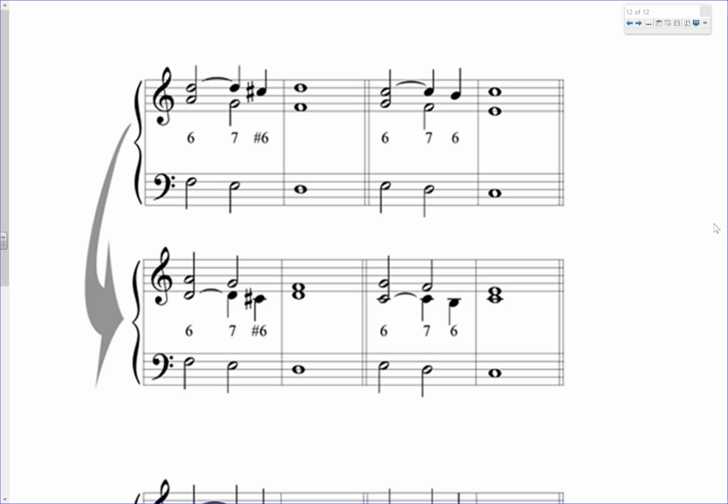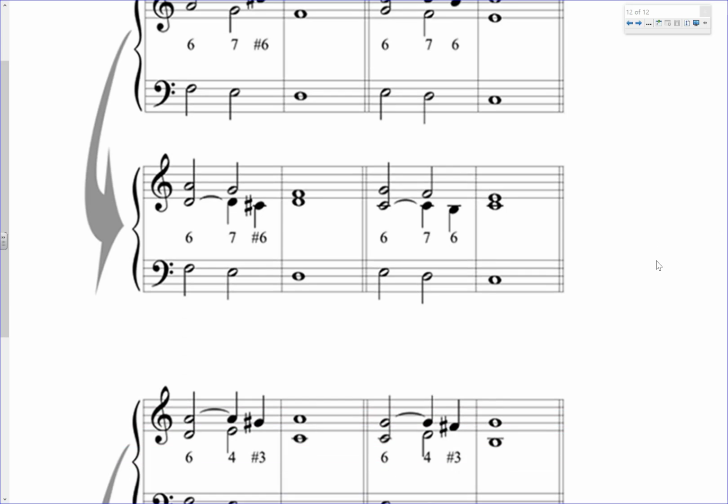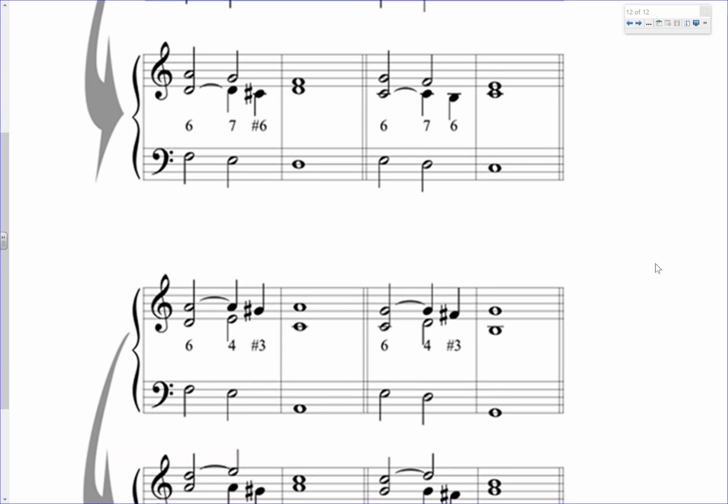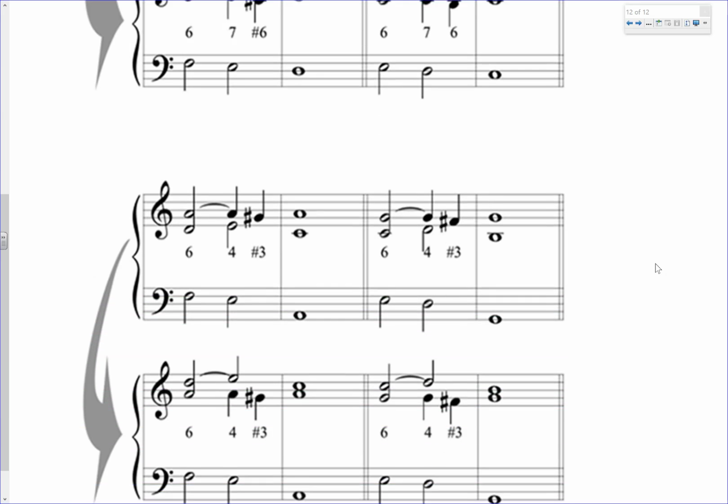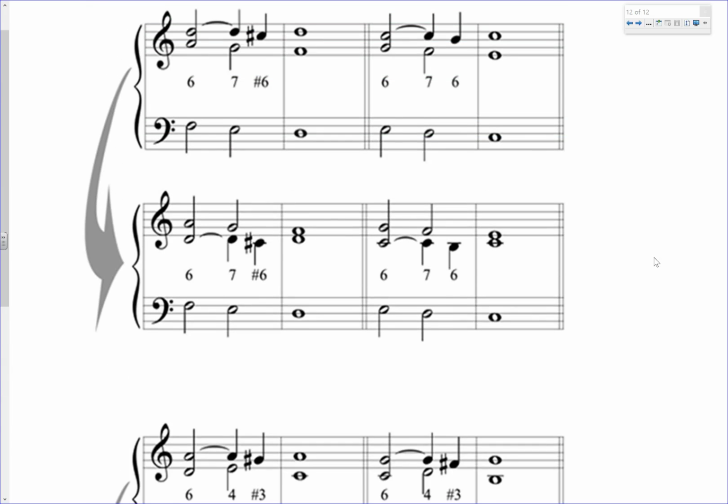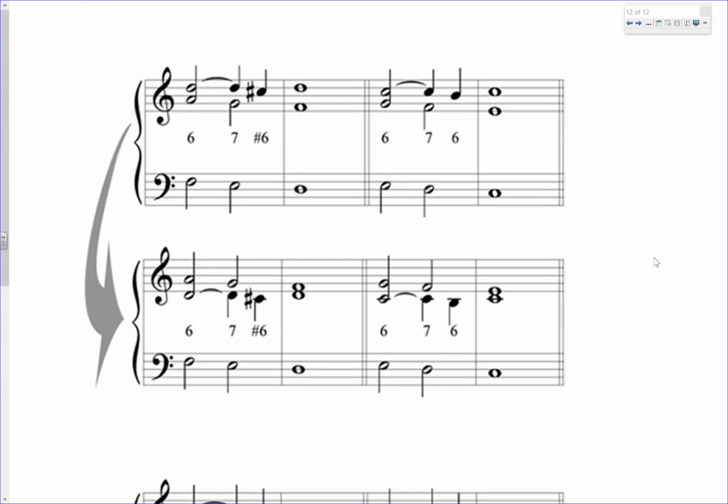Here we have some more suspensions. We have some 7♯6 suspensions. We have some 7-6 suspensions. And then if I page down, we have some 4♯3 suspensions. So let's take a listen to the first two measures here.